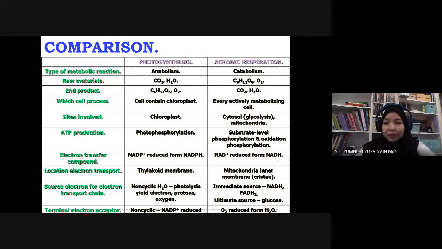The electron transfer compound in photosynthesis is NADP plus, reduced to form NADPH, while in aerobic respiration NAD plus is reduced to form NADH. As for the location of electron transport, in photosynthesis it is at the thylakoid membrane, while in aerobic respiration it is at the mitochondrial membrane. The source of electrons for the electron transport chain is, in non-cyclic photosynthesis, water photolysis yielding electrons, protons, and oxygen, while in aerobic respiration the immediate source is NADH and FADH2, and the ultimate source, of course, is glucose. The terminal electron acceptor, the last electron acceptor, is NADP plus in non-cyclic photosynthesis, reduced to form NADPH, while in aerobic respiration, oxygen is reduced to form water.